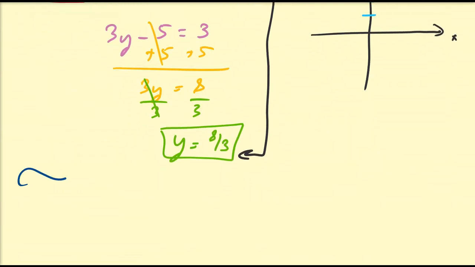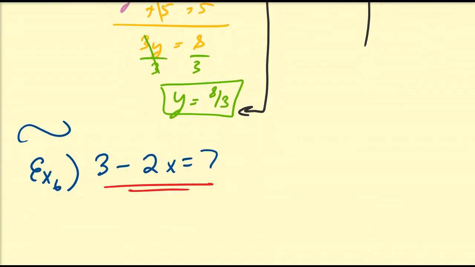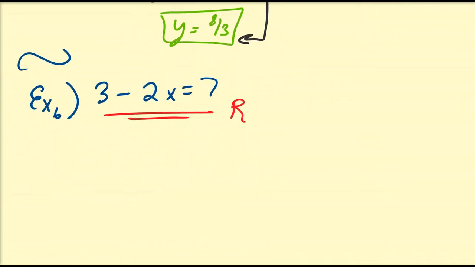Let's do another example. So example 6. Consider the equation 3 minus 2x is equal to 7. So again, this is a relation, R, I'm going to call it. So what is the graph of this relation? This relation only has x in it, nothing special, no dividing by x, no square roots of x, no x squares, none of that. So this is going to be a vertical line.